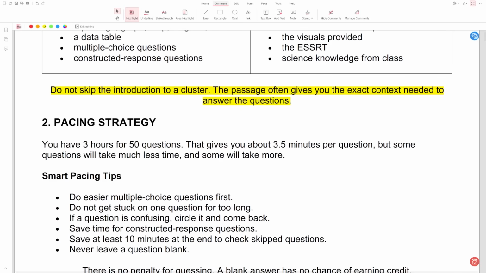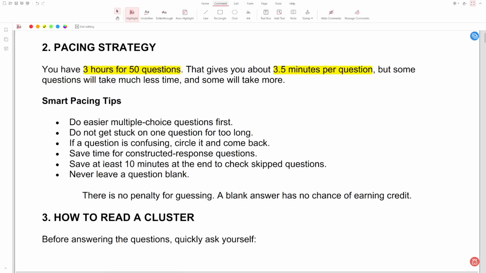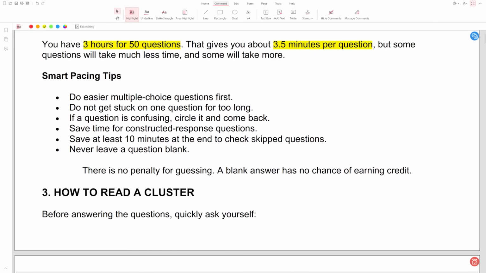In terms of pacing, you're going to have 3 hours for about 50 questions, which is about 3.5 minutes per question, but some are going to take much less time and some much more time. So here are some pacing tips. Do the easier multiple choice questions first. Don't get stuck on a question for too long. If a question is confusing, circle it and come back.